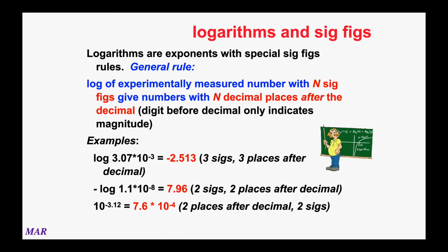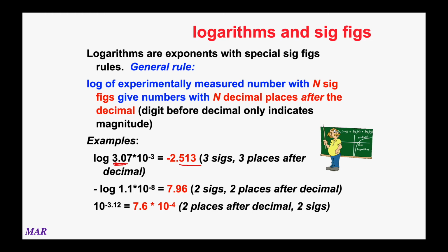The first one here, log 3.07 times 10 to the minus 3. So this is a 3 sig fig number, 3.07. We don't include the exponents. So the answer here, we would have 3 sig figs past the decimal, all right, 3 numbers past the decimal. The 2 there is somehow all related to the power of 10, the 10 to the minus 3. That's the way I think about it, all right? So 3 sig figs in means 3 sig figs past the decimal.